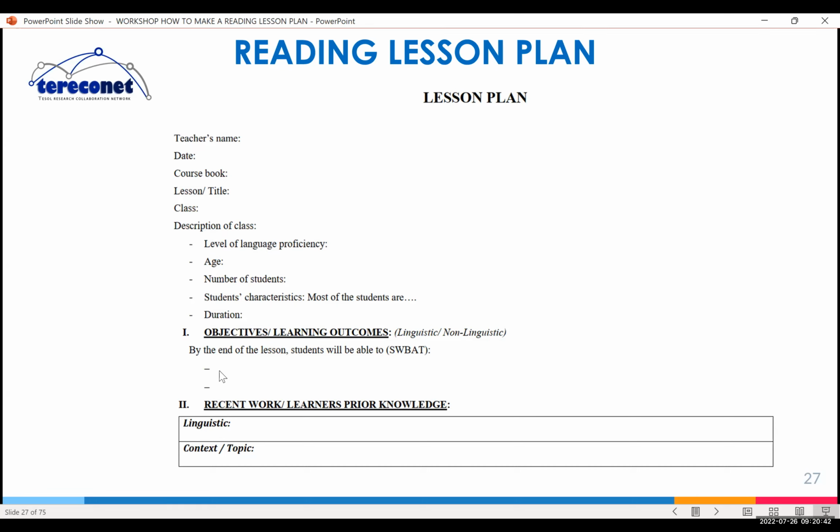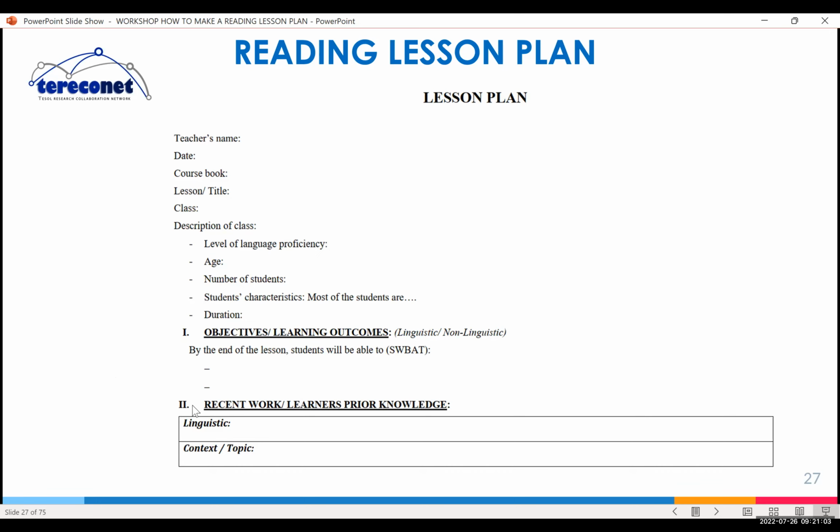And then we must think of the learning outcomes. I mean, by the end of the lesson, students will be able to do what? This is extremely important because all of the activities or the tasks you design will focus on the learning outcomes.